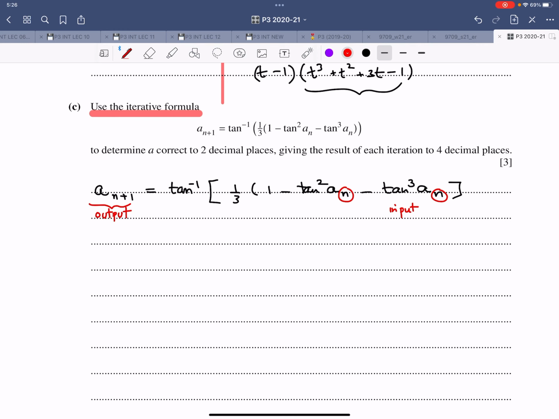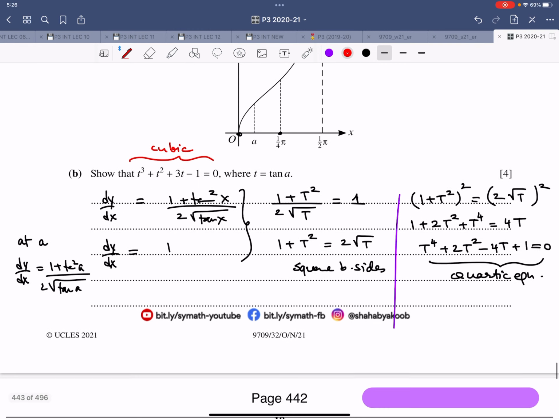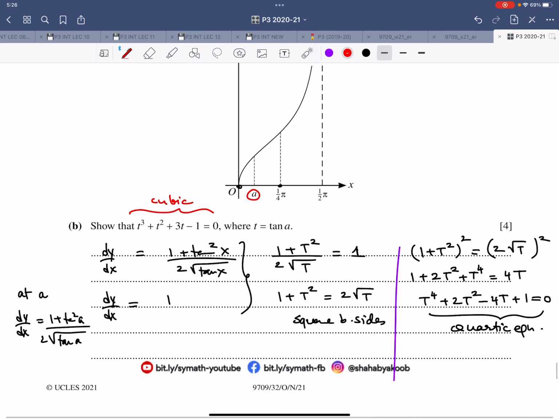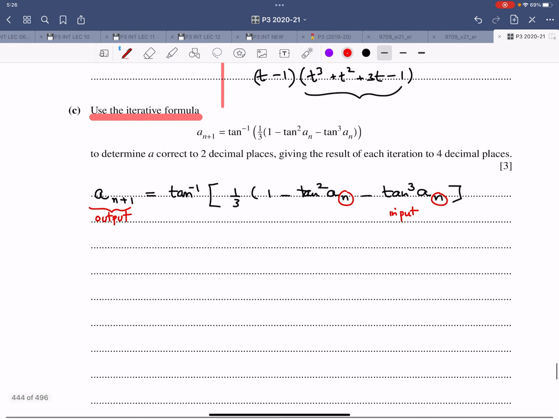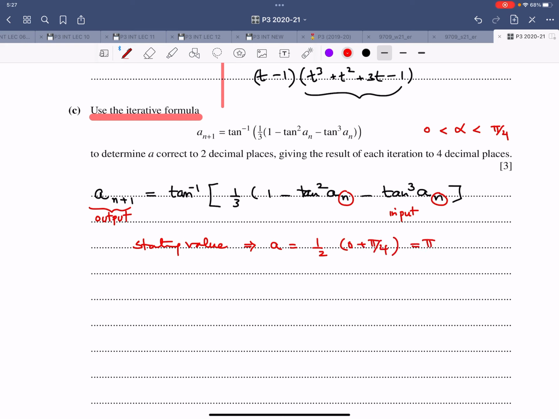Now, if I look at the diagram, the root A lies between 0 and pi by 4. So I can say that this root alpha lies between 0 and pi by 4. What should be my starting value? My starting value should be halfway between the roots, which is 0 and pi by 4, which is pi by 8. So A1 is my pi by 8.